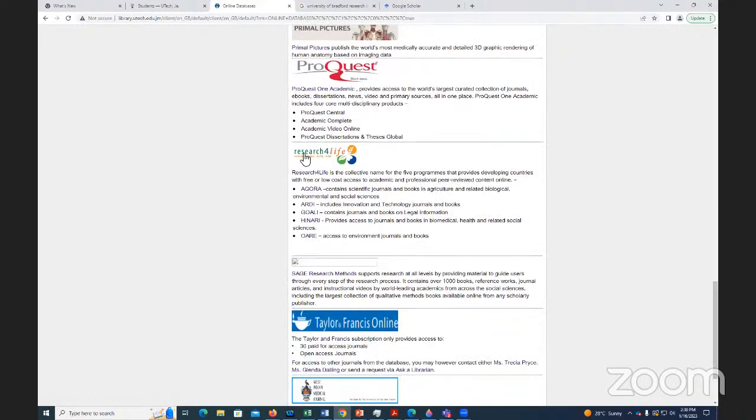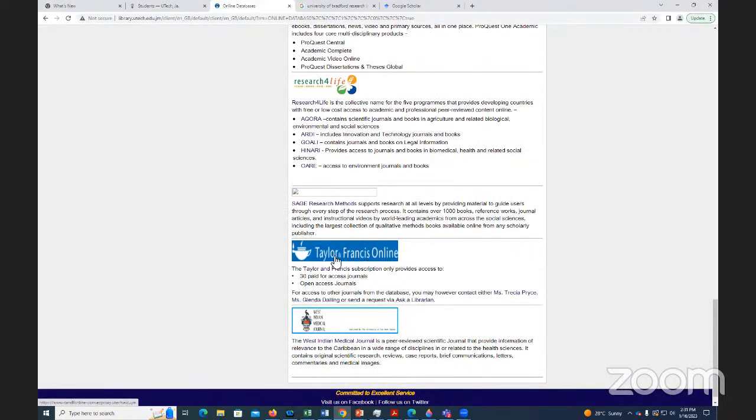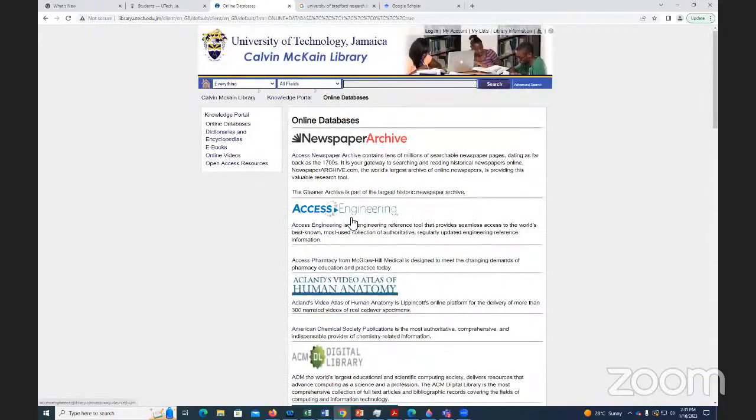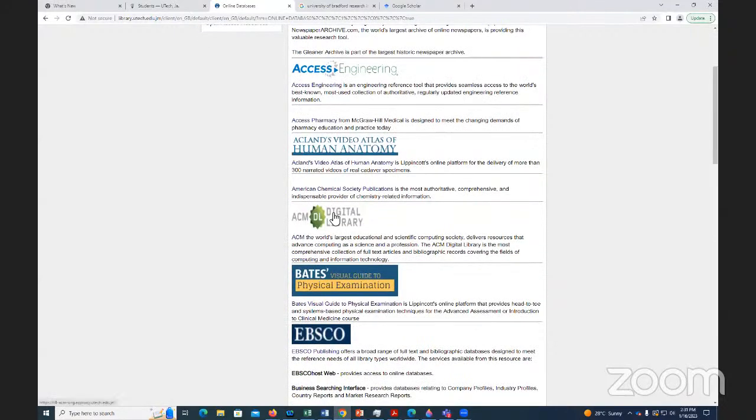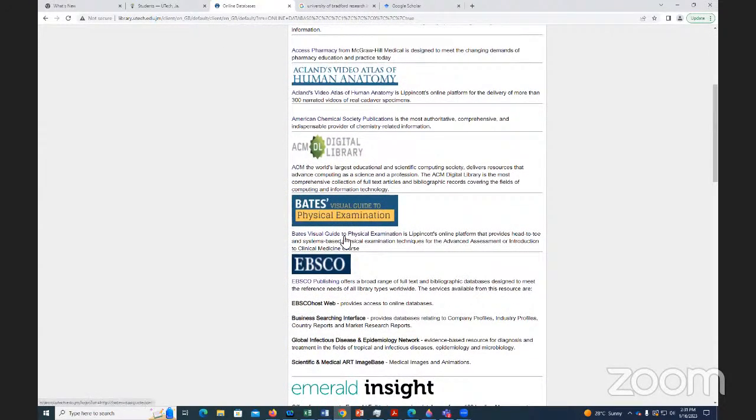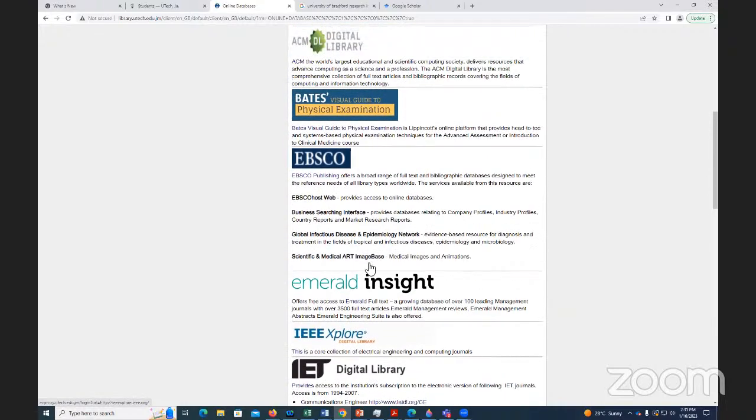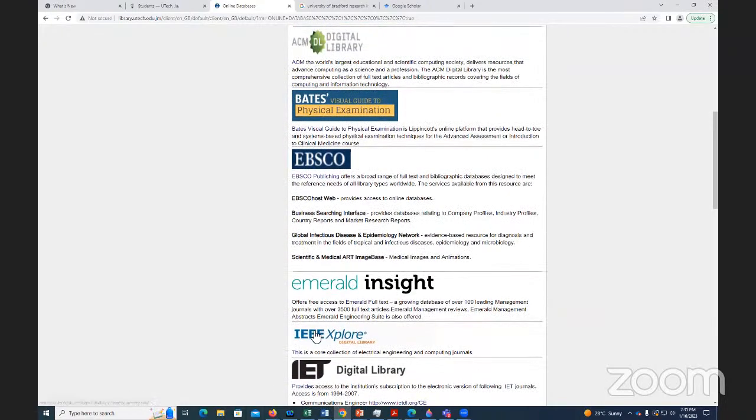Progress might be, Research for Life might be, Taylor and Francis might be, even Sage might be. Now, the challenge about using these specific online databases is that they each have separate information. So let's even take people who are majoring in computer science. The ACM and IEEE would be the most relevant to computer science specialists. What is in ACM and what is in IEEE is not the same.